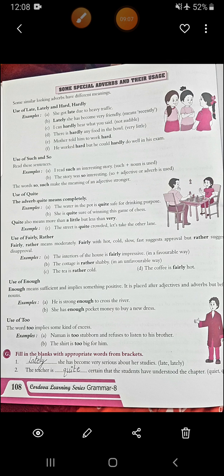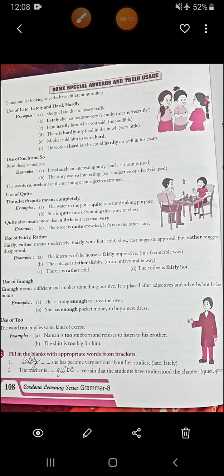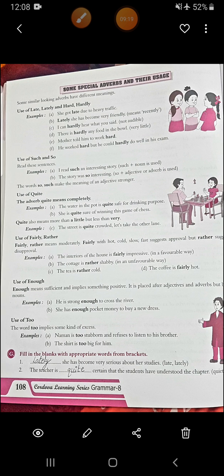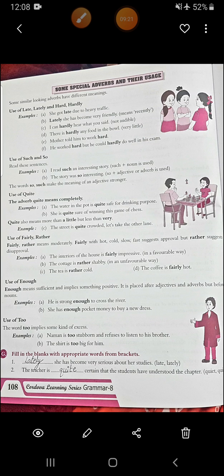Then use of fairly, rather. Fairly and rather mean moderately, means middle, not too much of something, not very less of something. Fairly with hot, cold, slow, fast suggests approval, but rather suggests disapproval. Like, the interior of the house is fairly impressive, means it is good. The cottage is rather shabby. It's not good, means we are giving our disapproval.